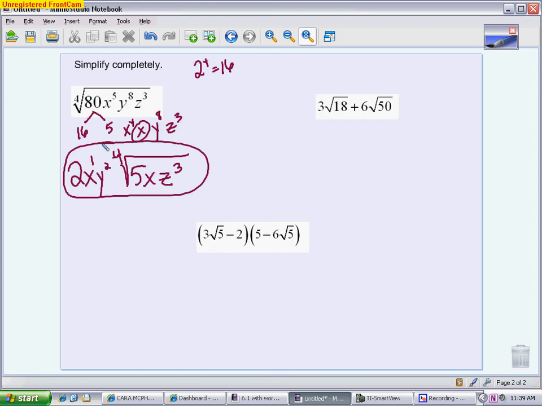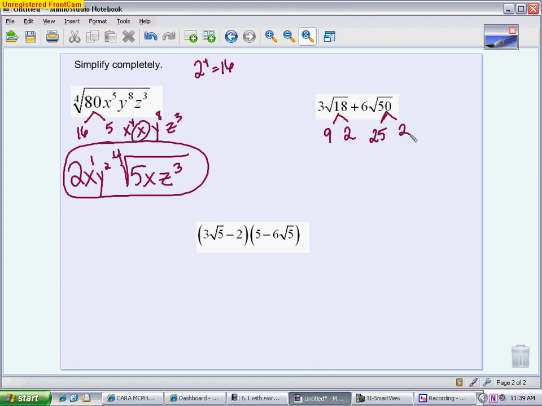Next one, when we want to add roots, we need to make sure they're like roots, meaning they have the exact same number under the radical. So I'm going to make factor trees here. We're looking for perfect square factors. So 18, the perfect square factor is 9, so it's 9 times 2. 50, the perfect square factor is 25, so it's 25 times 2.